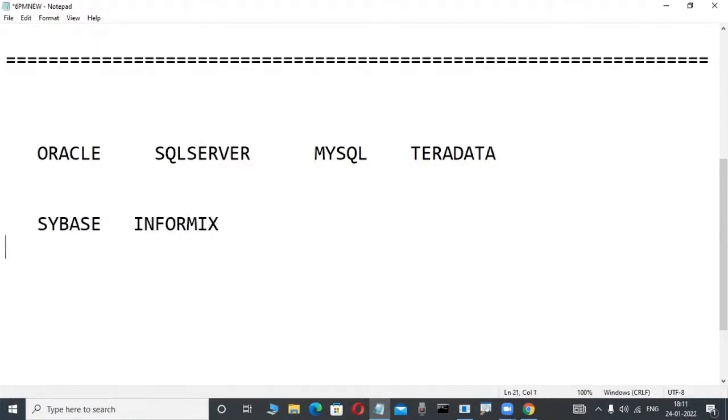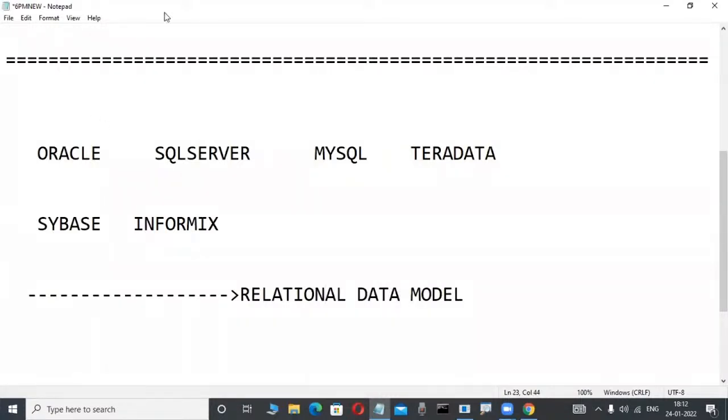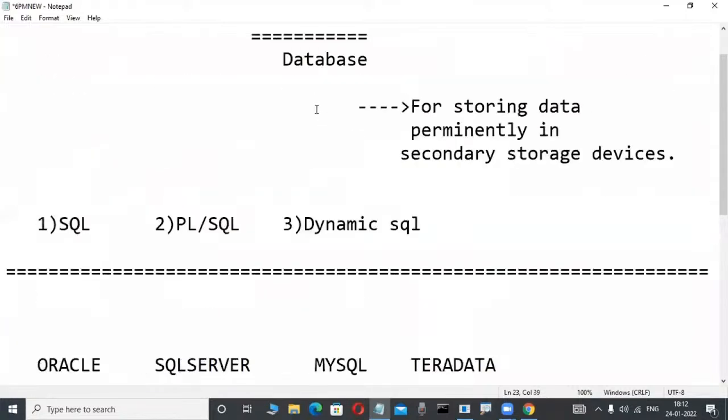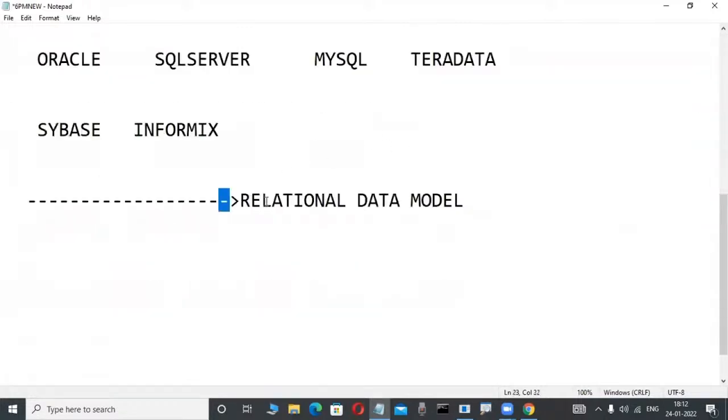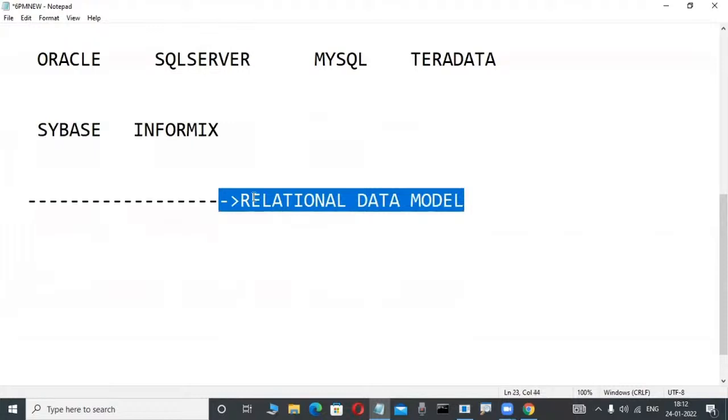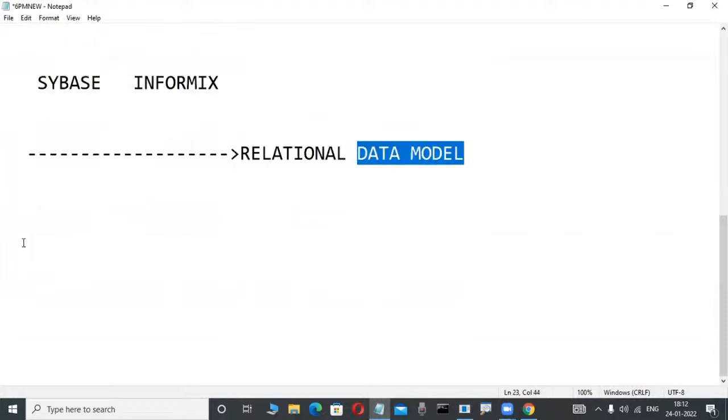All these products are relational databases, implemented based on the relational data model. Relational data model is a concept. Data model is a concept. Before we start these types of courses or products, if you are interested to learn, minimum knowledge is required. What is this data model first? It is an easily understandable model. Just data model. What is data model?